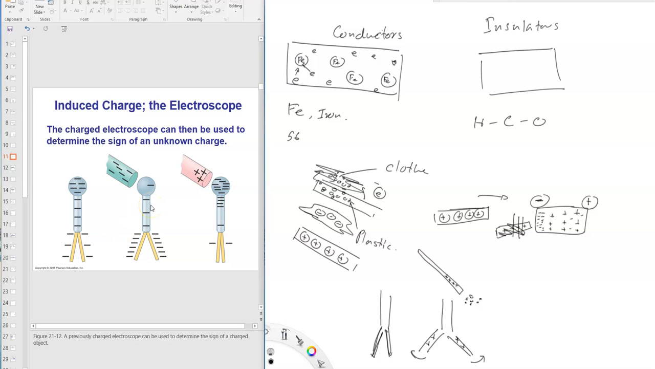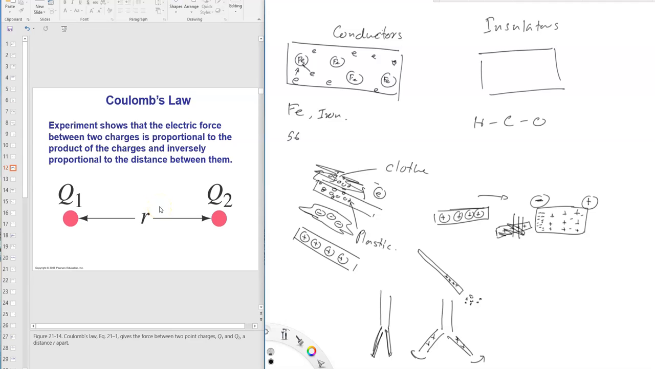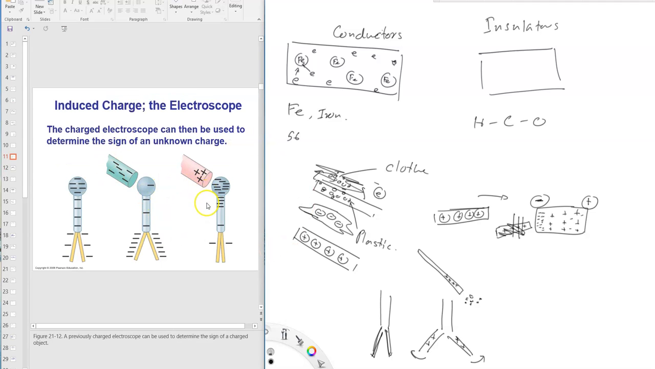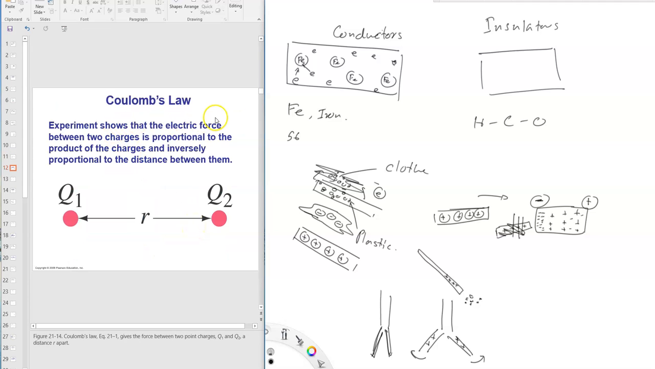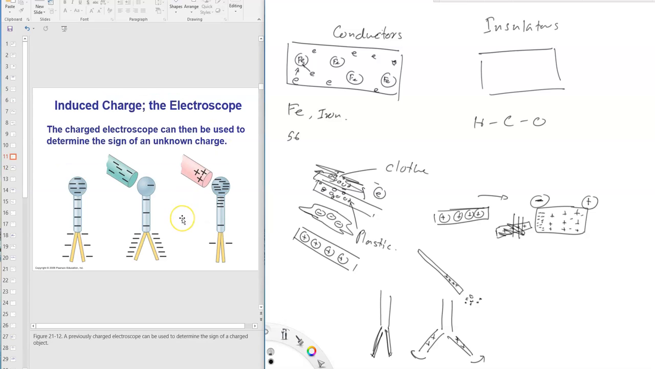Alright, so these are the topics I want to discuss in this video. The next one is Coulomb's law. I'm going to make a new video for that, and I will make it available to you soon. But for the time being, this is all for now.